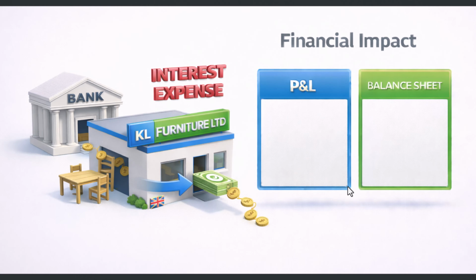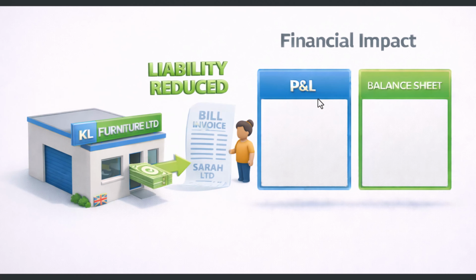Phase 5. Financial settlement. First transaction. The business pays £600 in interest to the bank. Money goes out, consumed immediately. This is an expense. The result is interest expense increases by £600. Cash drops to $2,900.